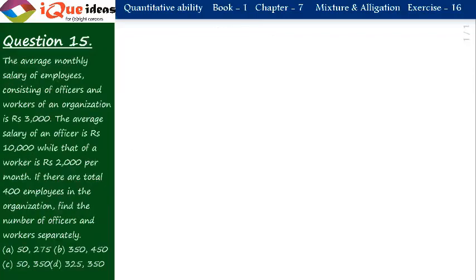Now question number 15. Again, it's a simple question of alligation. It says the average monthly salary of employees, so the overall average is 3,000 rupees. Average salary of officers is 10,000. So 10,000 is the salary of officers and for workers it is 2,000, and the overall average is 3,000.